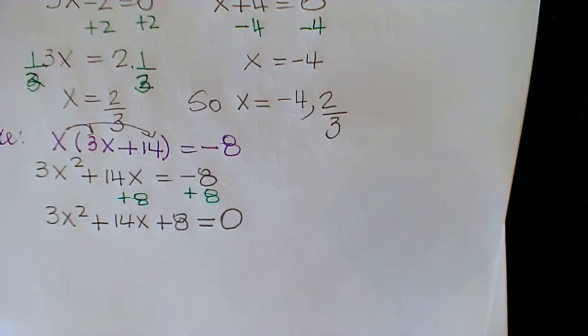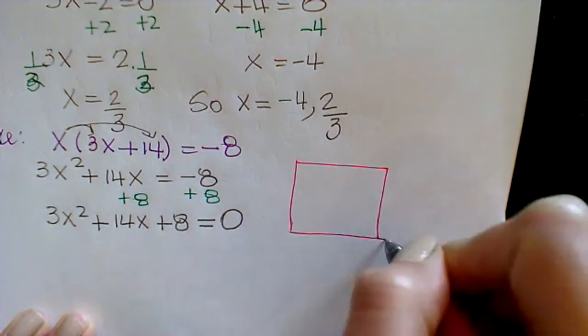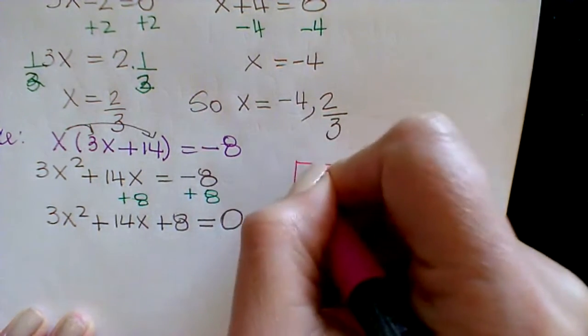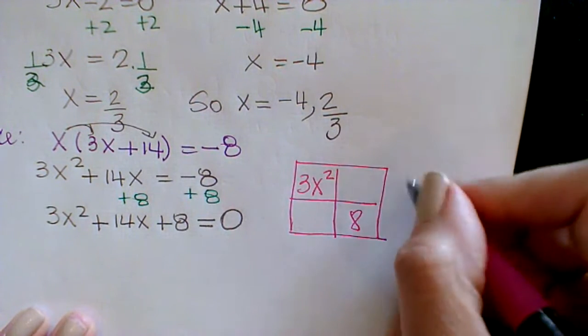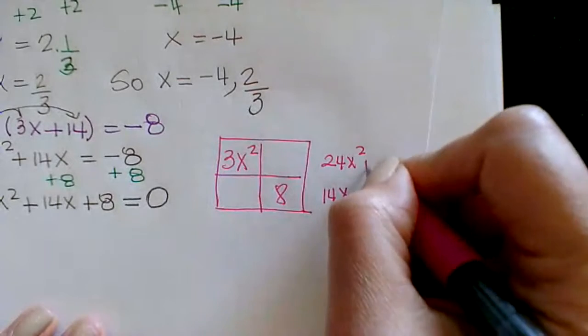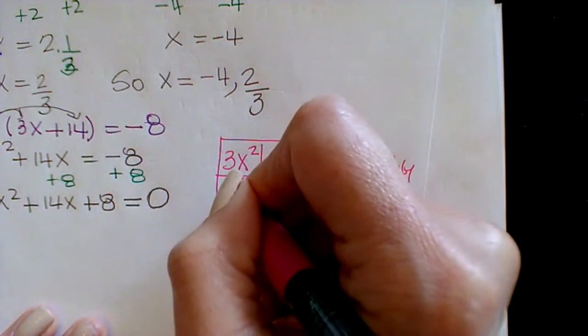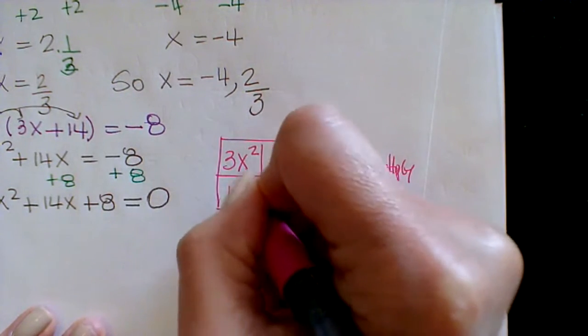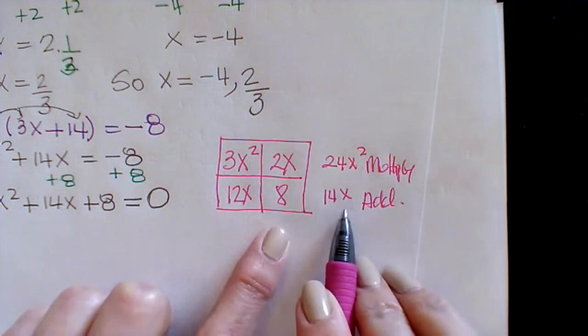So now I'm going to do the what? The box. So here's my box. My first term is 3x squared, and my last one is 8. 8 times 3 is 24x squared. And the middle term is 14x. So this is multiplied, and this is added. So those two numbers are going to be what? 12x and 2x. When I multiply, I get 24x squared. When I add them, I get 14x.